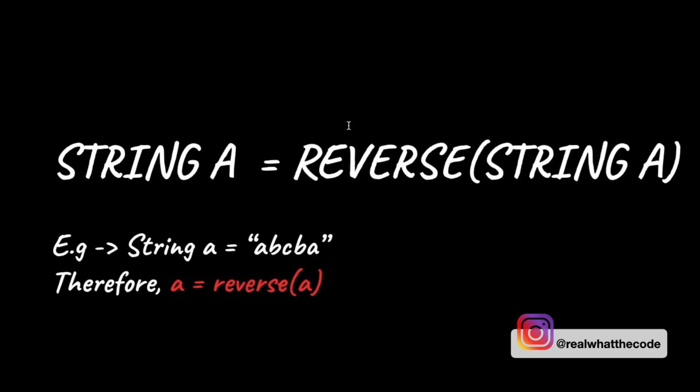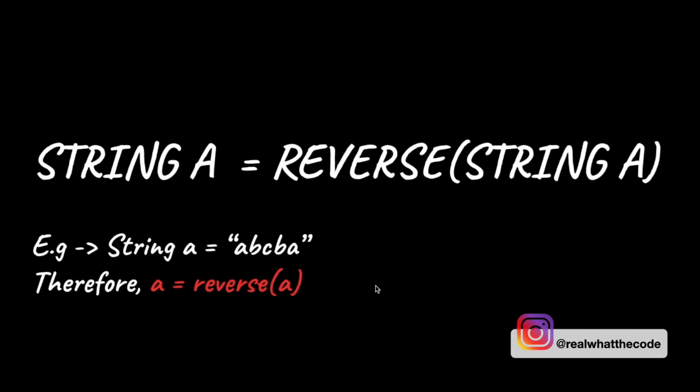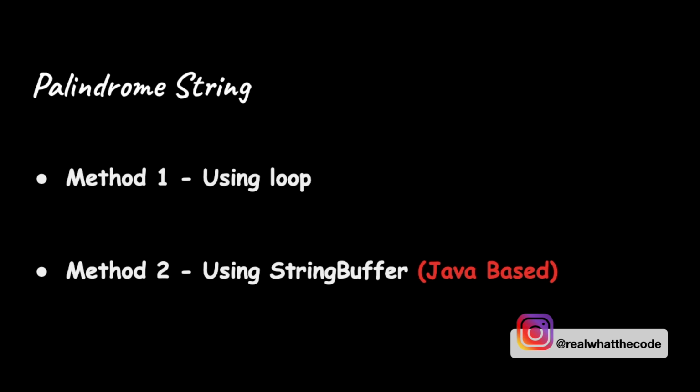So we have seen what happens in the backend and what the logic behind a palindrome string is, and we have covered the first method using a loop. There is another method, which is basically a Java based method using the StringBuffer class. We will quickly see that particular method as well.